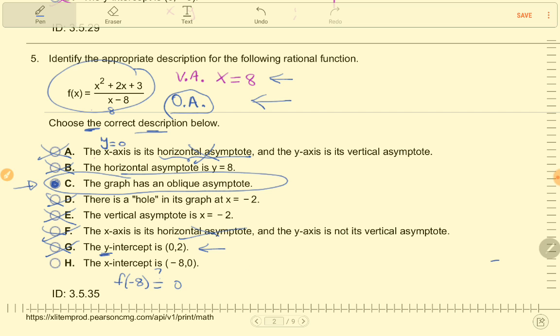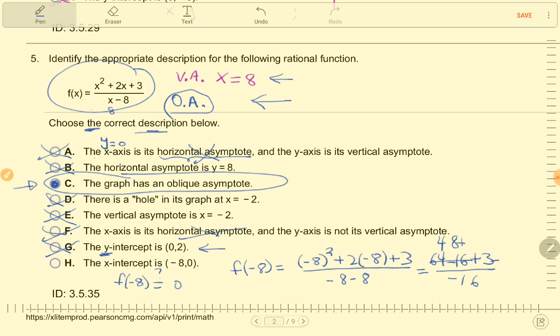So taking my function again, f of negative 8 would be negative 8 quantity squared plus 2 times negative 8 plus 3 over negative 8 minus 8. So that'll give me 64 minus 16 plus 3 over negative 16. So that is 48 plus 3, which is 51. And it's definitely not going to be 0. So that's not true either, right? So we know that C is the correct answer there.